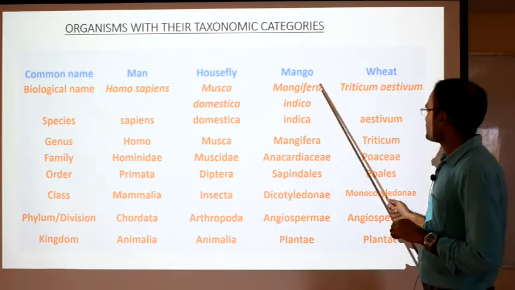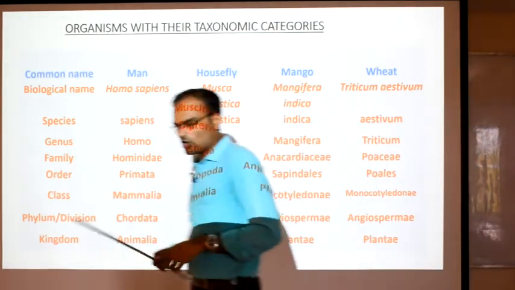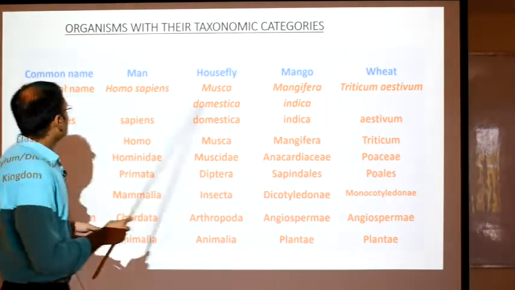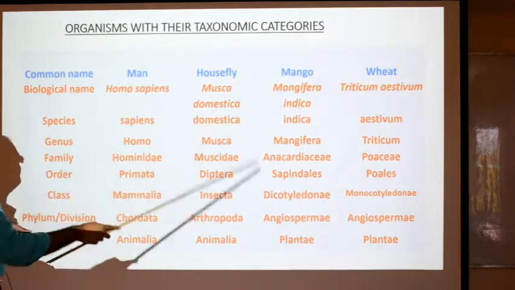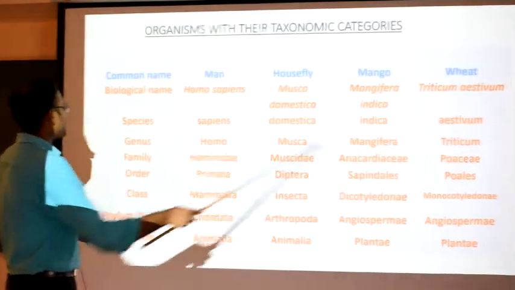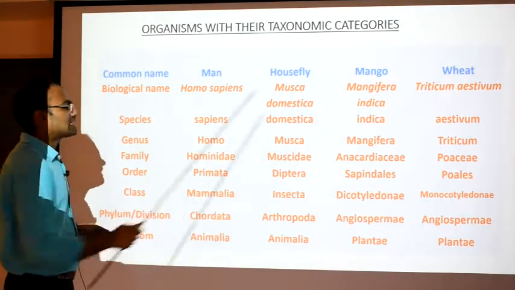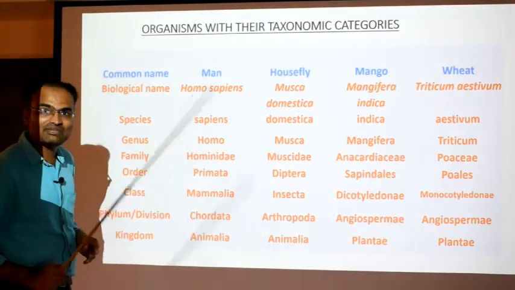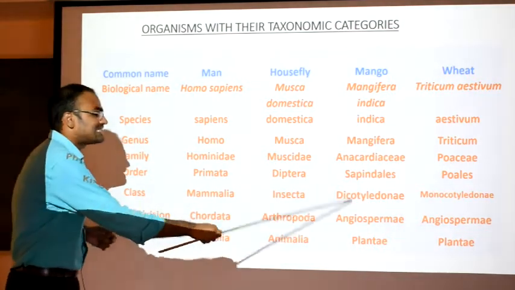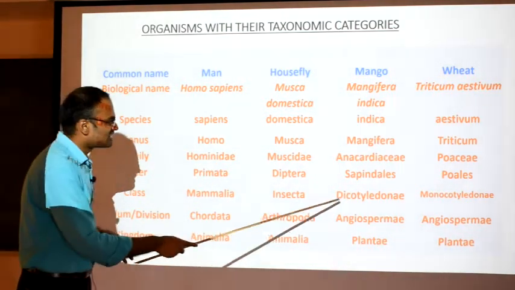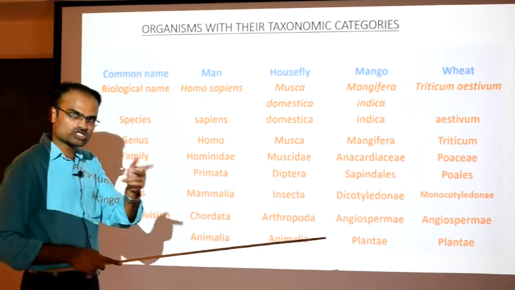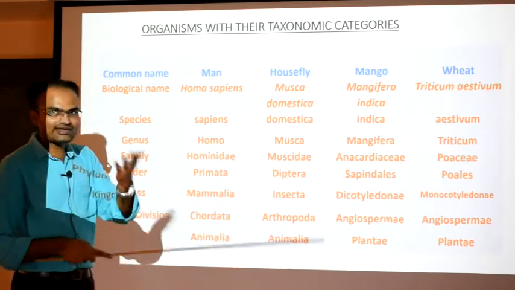And the next one is the mango. The common name is mango. The biological name is Mangifera indica. Indica is the species, Mangifera is the genus name. It belongs to the family Anacardiaceae, the order Sapindales and the class Dicotyledonae. Dicotyledone, again two: di means two, cotyledone, two cotyledons.